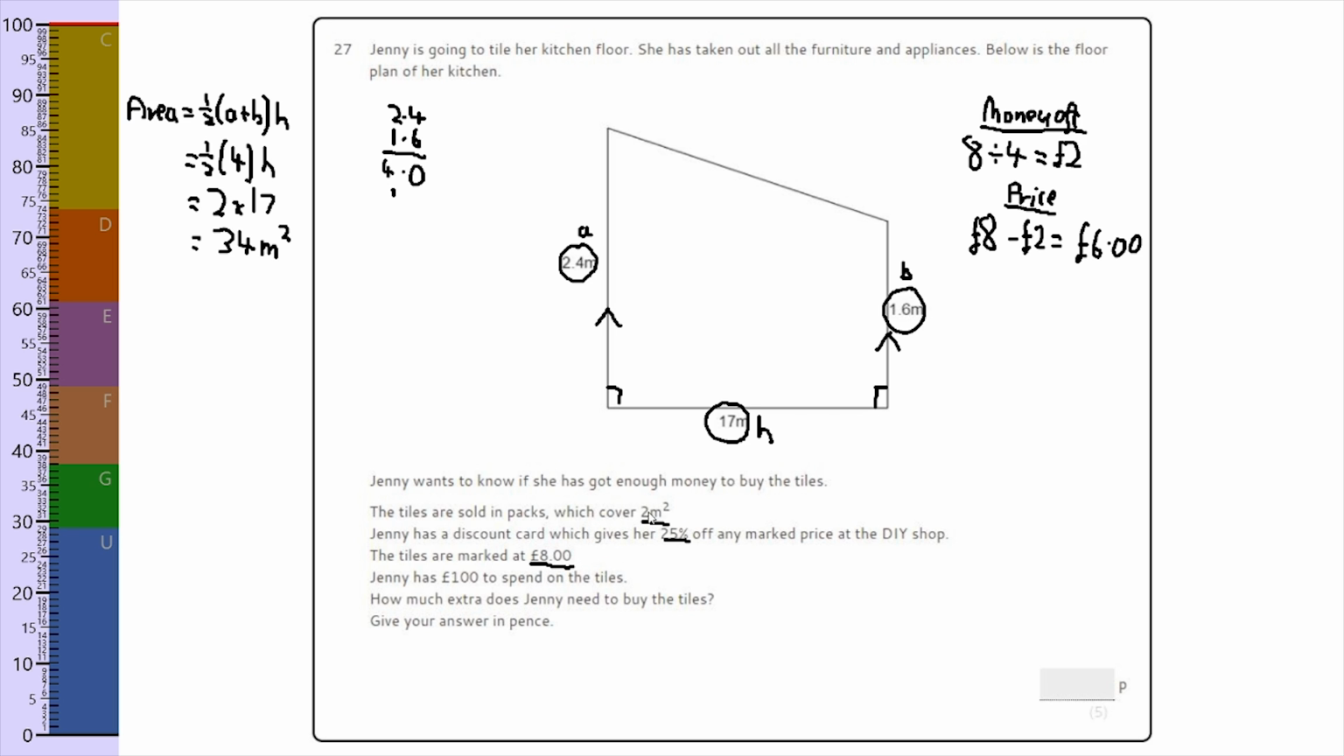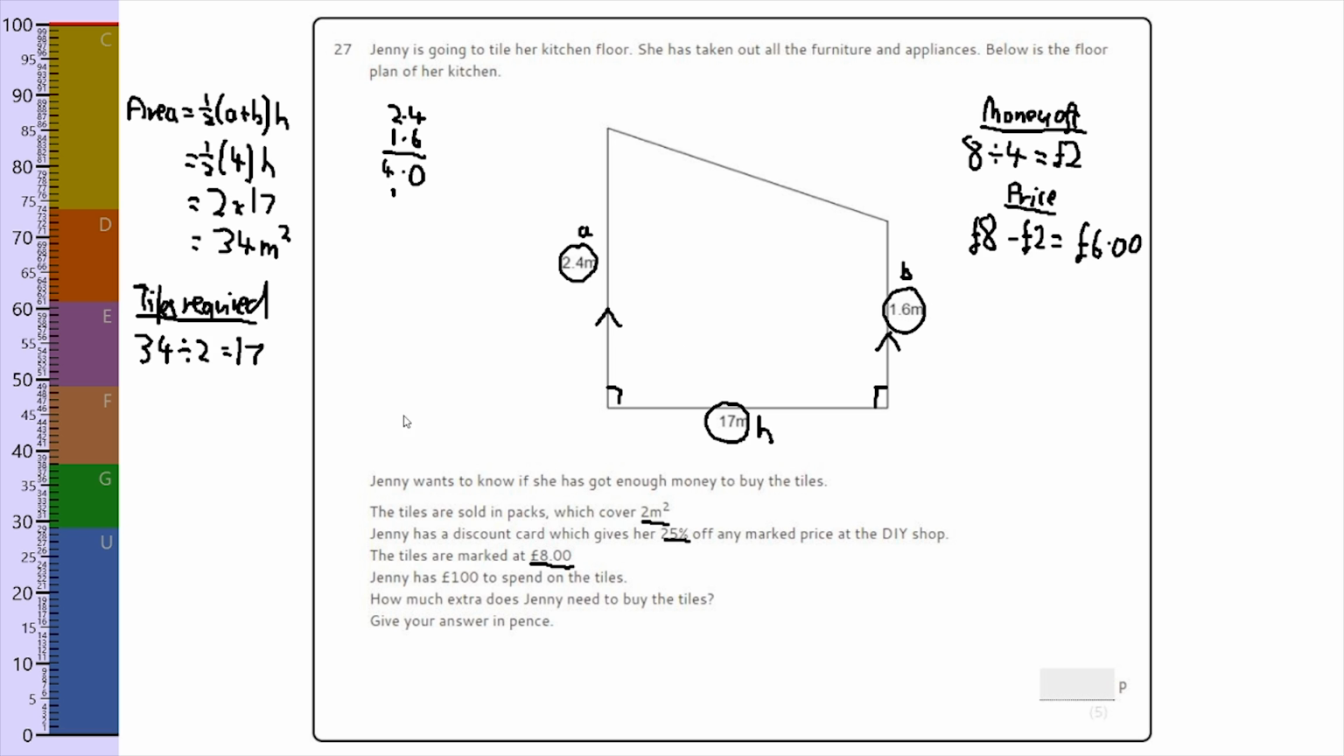Okay, so each one covers 2 meters squared, and we've got 34 meters squared to cover. So how many 2's are there in 34? So we just do 34 divided by 2, so it happens to be 17. So she needs tiles required, or tile packs required. Okay, it's 34, but each one covers 2, so we actually only need 17 of them.